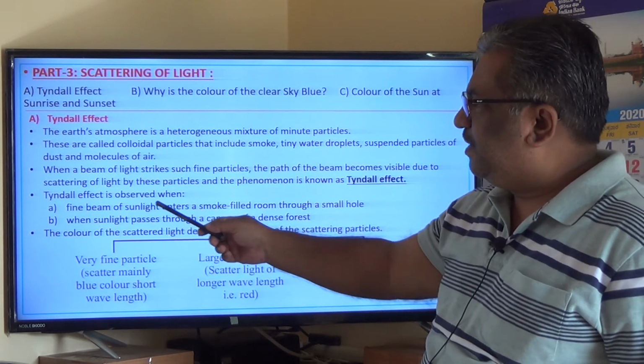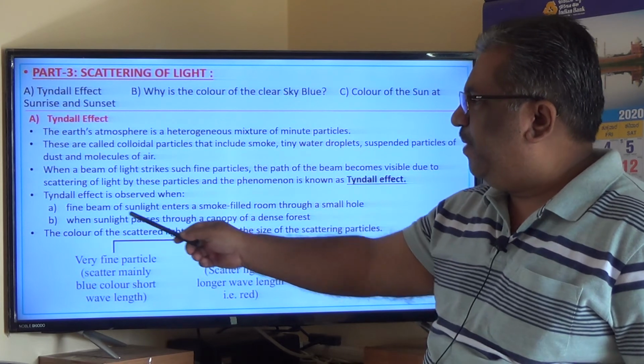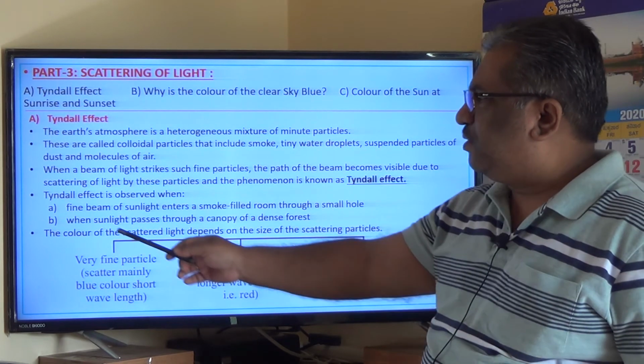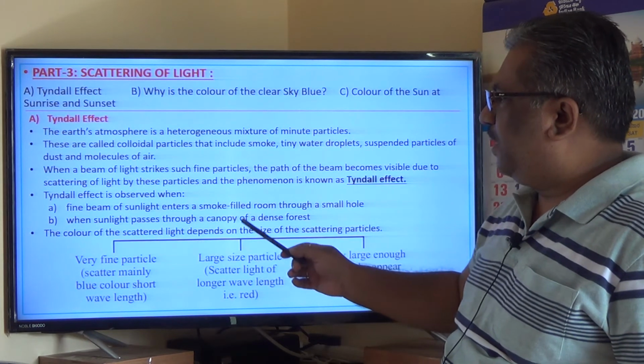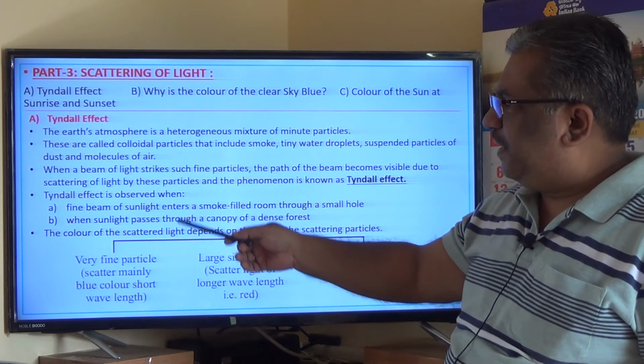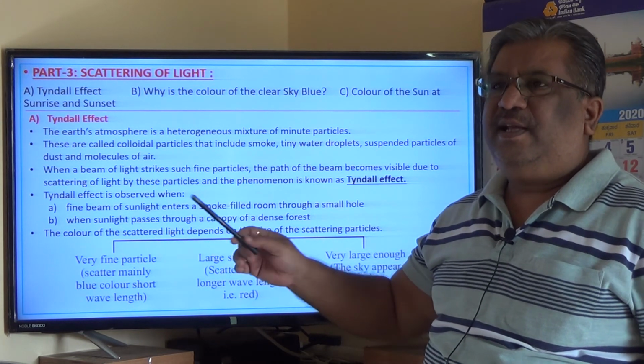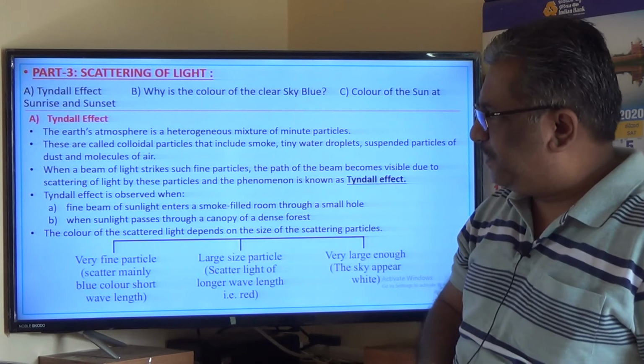The Tyndall effect is observed when a fine beam of sunlight enters a smoke-filled room through a small hole, and also when sunlight passes through a canopy of dense forest. These are additional 2 points. Where do we observe the Tyndall effect? In atmosphere. These are the two examples.